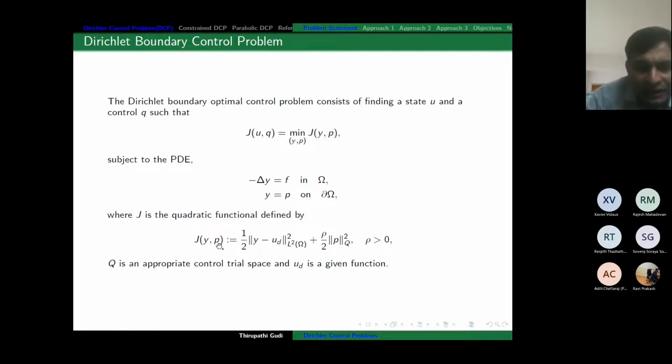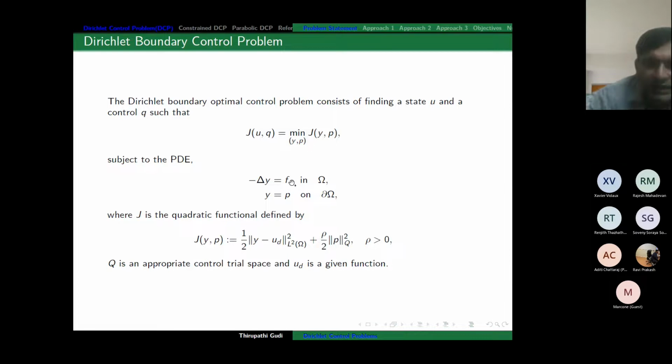Here y and p are linked through the PDE: minus Laplacian of y equal to f. F could be 0 or some internal source. And basically, y and p are linked through this boundary condition, y equal to p, which is known as the Dirichlet boundary condition. That's why you see it called Dirichlet boundary control problem. So we need to find the candidate for the boundary data, which is Q, and the state solving this equation.